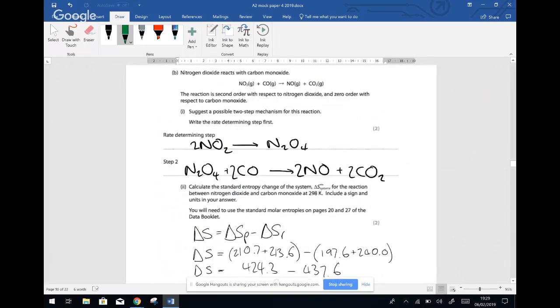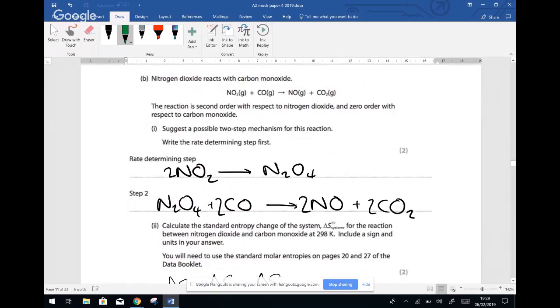Next, one of the trickiest questions on the whole paper. Nitrogen dioxide reacts with carbon monoxide. I gave you an equation. The reaction is second order with respect to nitrogen dioxide and 0 order with respect to carbon monoxide. It then said, suggest a possible 2-step mechanism for this reaction. Write the rate determining step first.